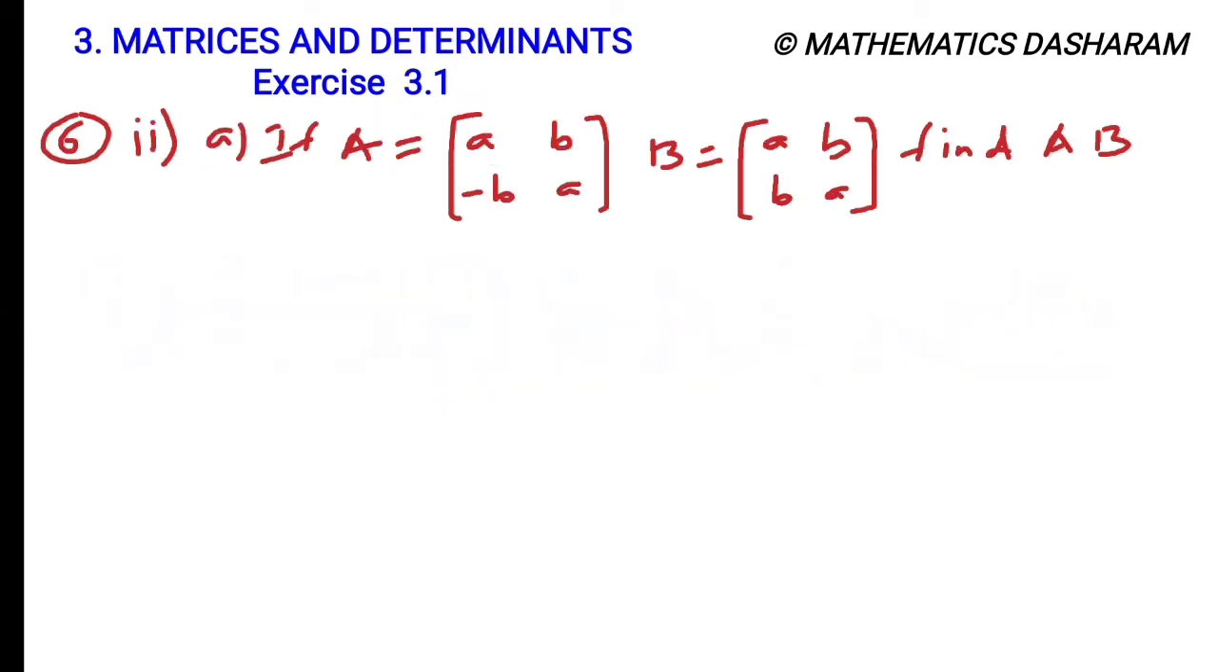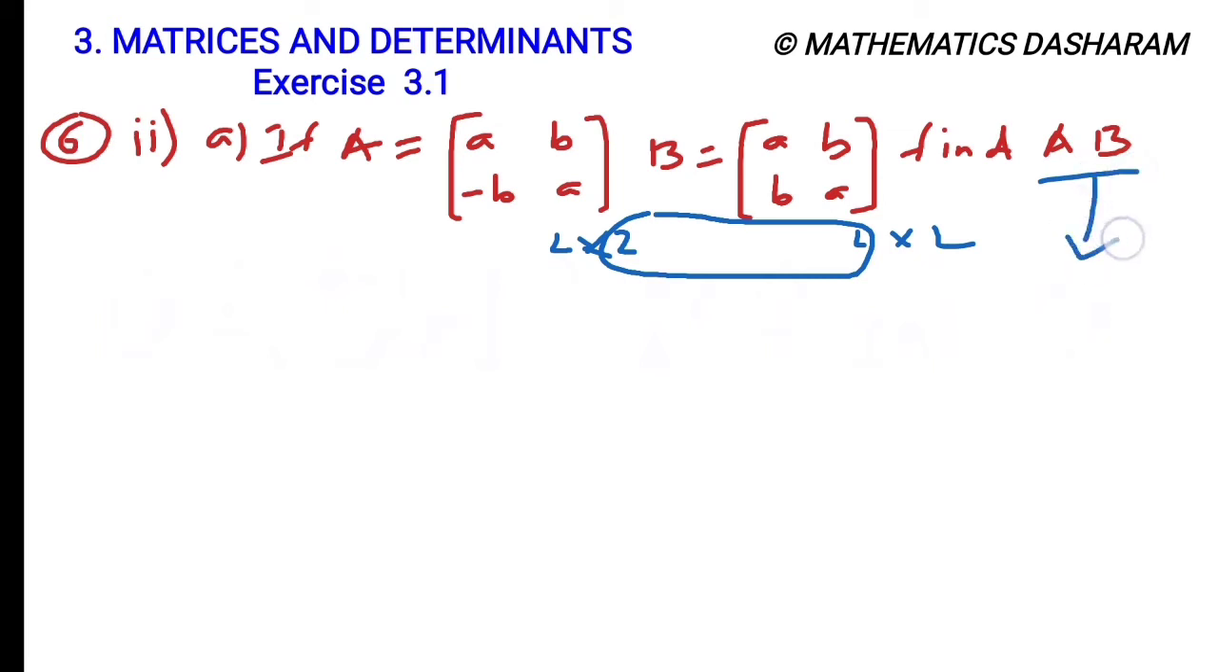Next, second bit, A problem. If A equals [A, B; -B, A] and B equals [A, B; B, A], then find A into B. So here the order of the first matrix is 2 by 2 and the order of the second matrix is also 2 by 2. So the number of columns in the first matrix is equal to the number of rows in the second matrix. Then definitely the product will be possible, and the answer matrix order is here 2 by 2.